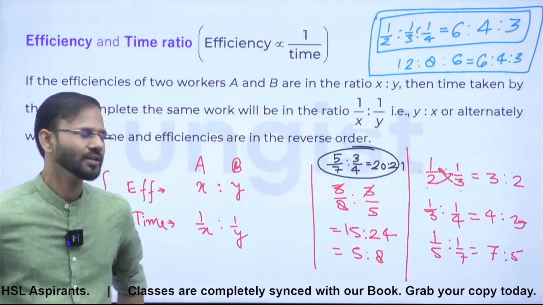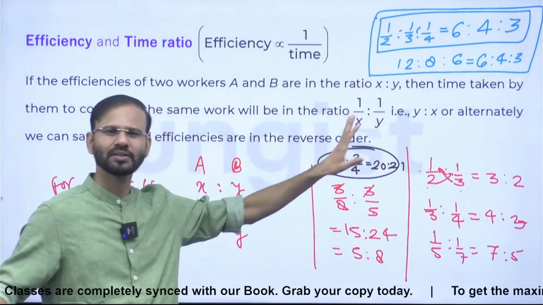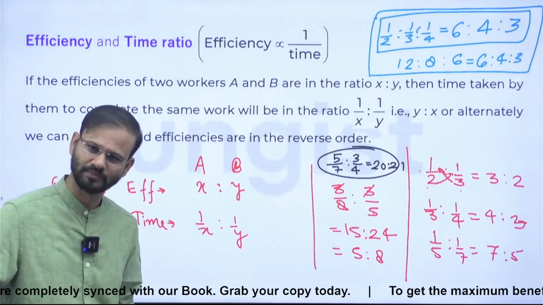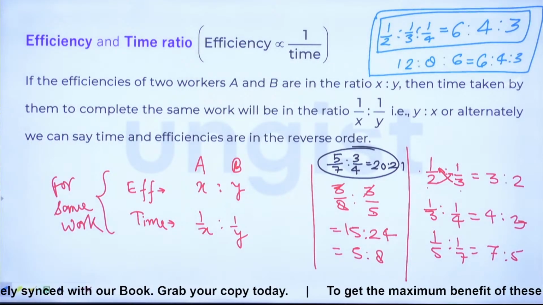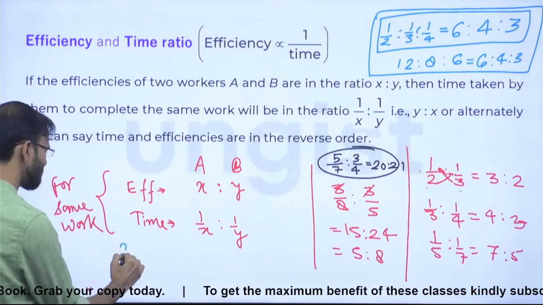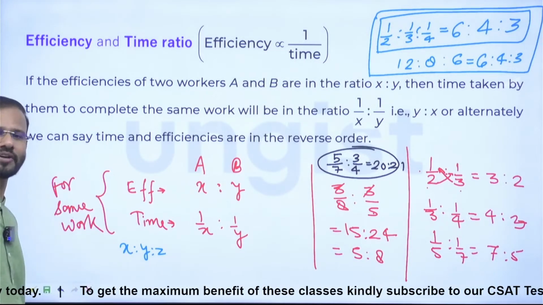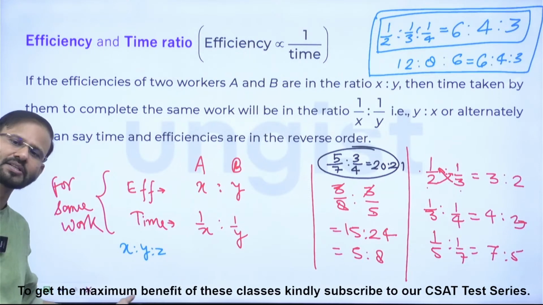Right, everybody? So for 2, the process is simple. For 3, the process is again simple, right? Guys, is it clear? Okay. So let's say there are 3 workers whose efficiency are in the ratio x is to y is to z.